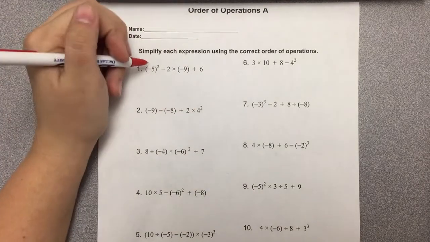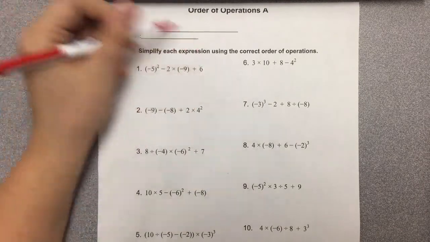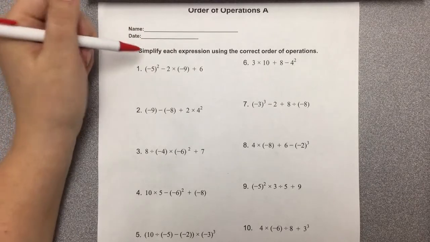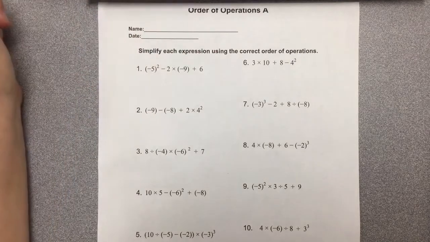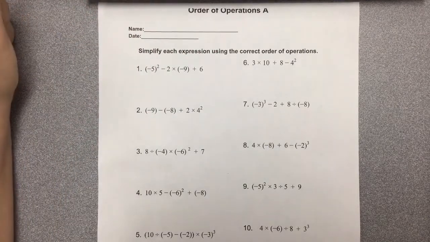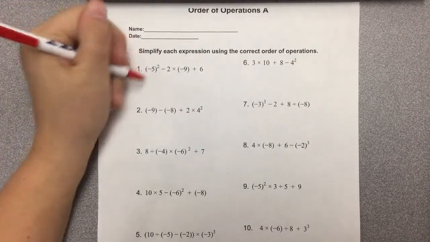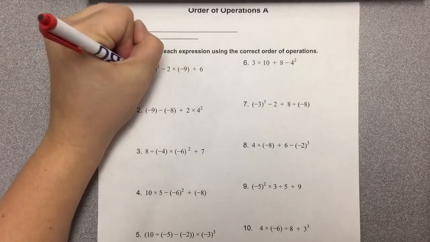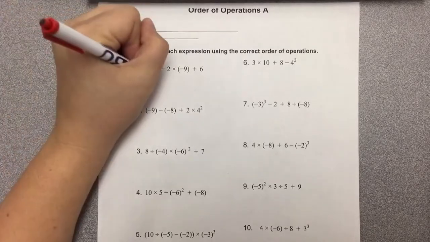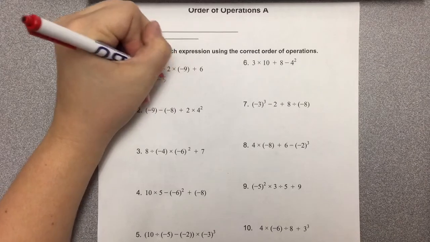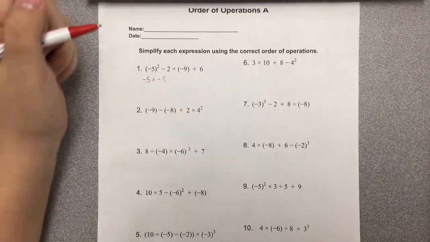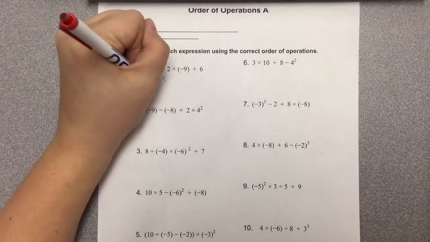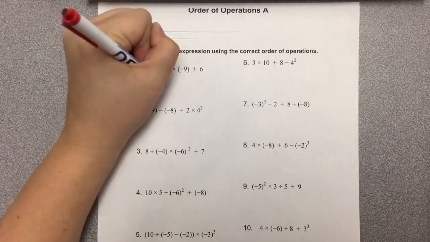So number 1, we're looking for grouping. Do we have any grouping? It looks like we do because we've got our negatives in parentheses, but we actually don't have any grouping. So now we're gonna look for our exponents. And I do see an exponent. We have -5 to the power of 2, which means we have -5 multiplied by -5. And we know a negative multiplied by a negative gives us a positive. So now we have 25 here.